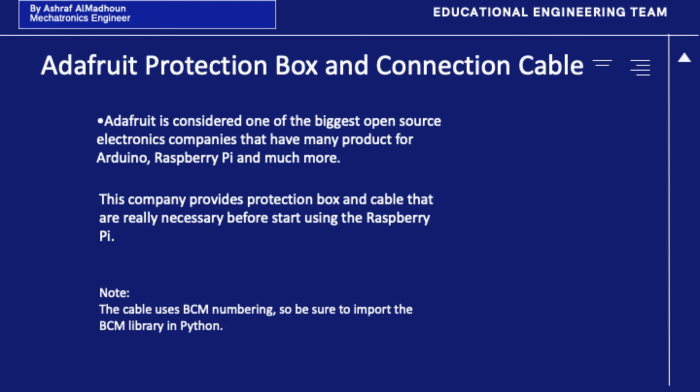For the Adafruit protection box and connection cable, Adafruit is considered one of the biggest open source electronics companies that have many products for Arduino, Raspberry Pi, and much more. This company provides a protection box and cable that are necessary before starting to use the Raspberry Pi. Note that the cable uses BCM numbering, so be sure to use the BCM mode in Python.